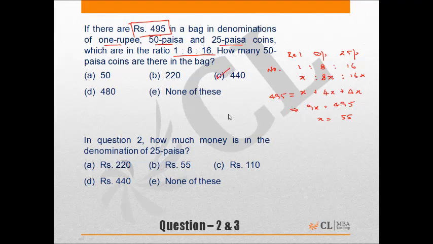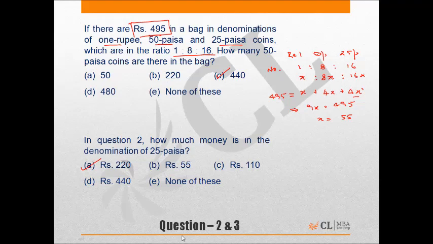In question 2, how much money is there in denominations of 25 paisa? It is 4 into x. 4x is nothing but 220 rupees. Fairly simple question, not an issue. But you could have also looked at doing both the questions together, which means, can I look at both questions together and without doing too much calculation get to the answer? Let's see if it is possible for this set of questions or not.